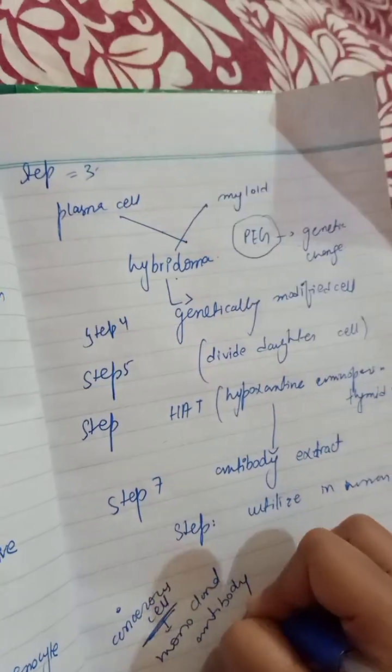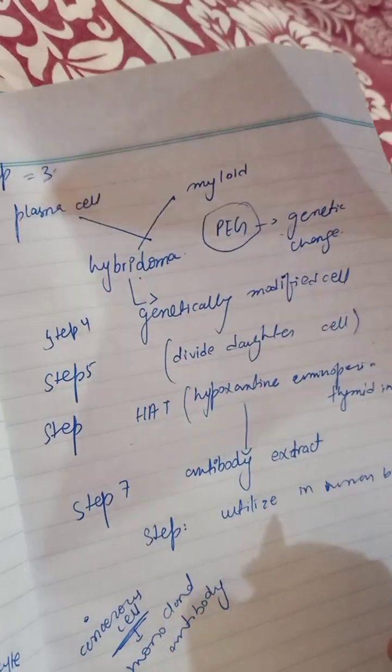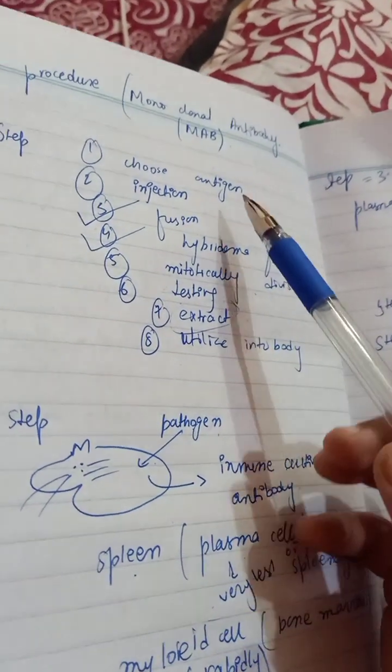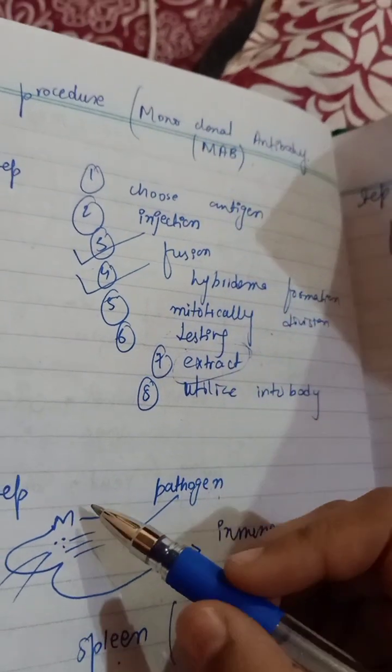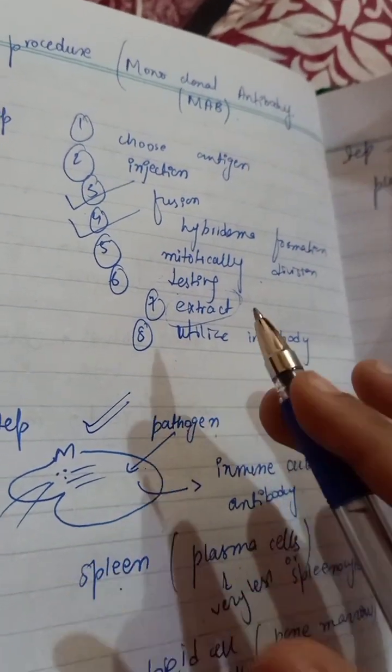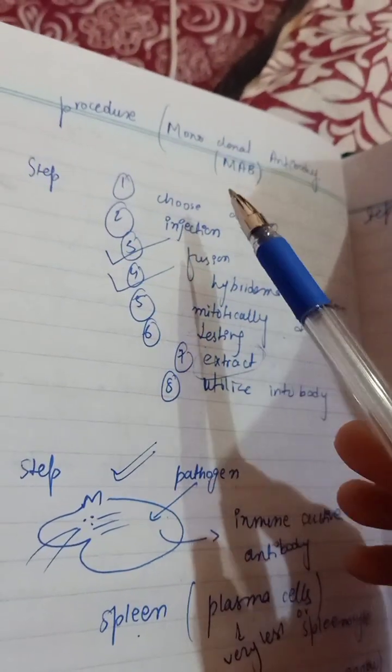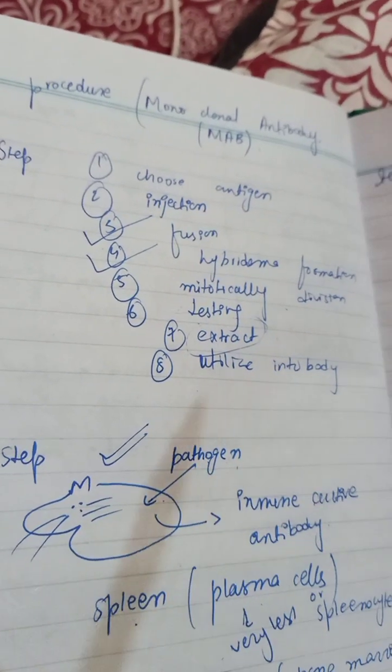So we do the diagnosis, and we have the treatment. This was the procedure to make the monoclonal antibody from the antigen. Mostly we take the example of the rat. So here we have the monoclonal antibody.